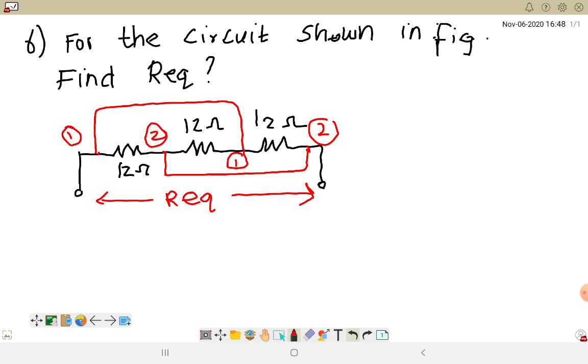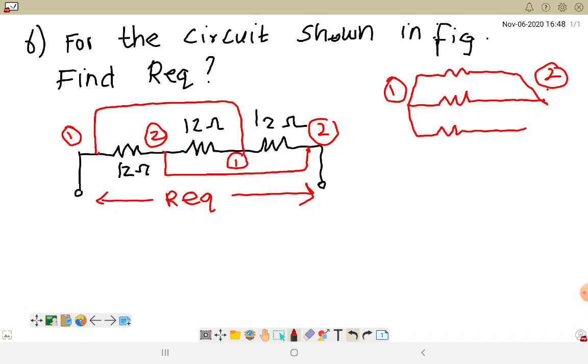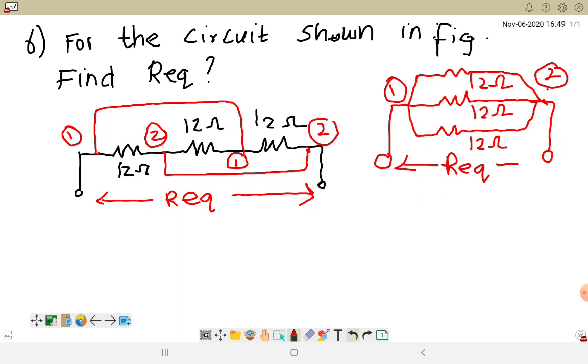I have to redraw the circuit diagram. I have to mark the point 1. Here I have to mark the point 2. So between 1 and 2, the first 12 ohm resistor. Between 1 and 2, the second 12 ohm resistor. And the third 12 ohm is connected between 1 and 2. So all the resistances are same. 12 ohm, 12 ohm. Here I have to put the value R equivalent.